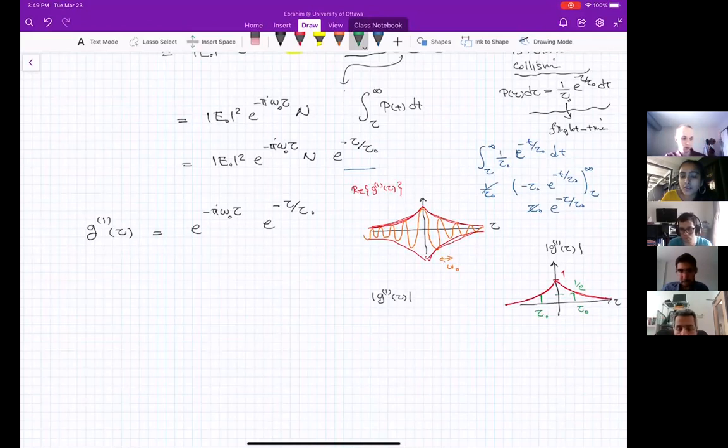Look at the G1 in terms of an interferometer. If you remember, G1 looked like an interferometer. The visibility of interference will be less and less when the time difference between the two paths is longer than tau 0. Okay, this is what we get.